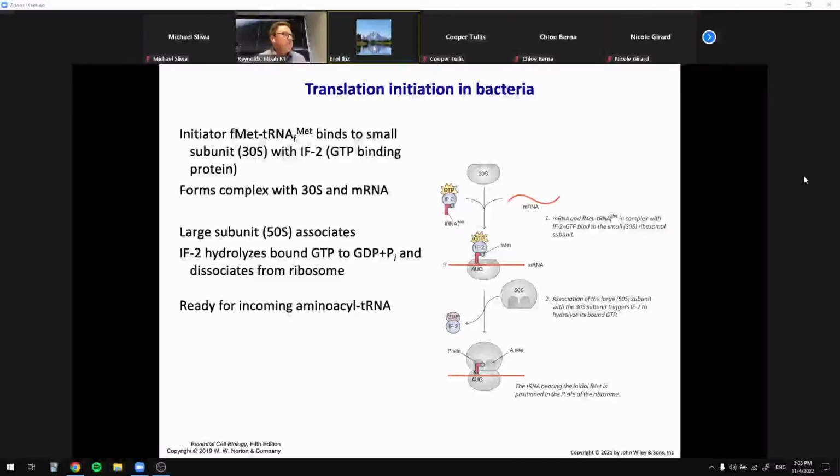Yep. And that's what that formylmethionine does. It makes it so it can't be used anywhere else, because that formyl group won't let it be added to the C terminus of another amino acid. So that has to be the start. That has to be the first. It can't be included anywhere else in the protein.